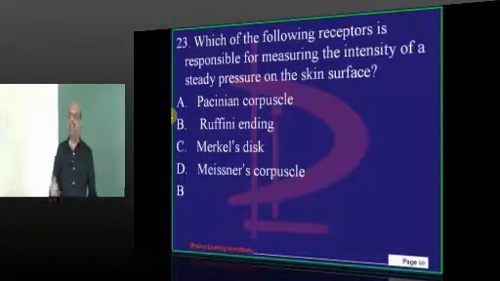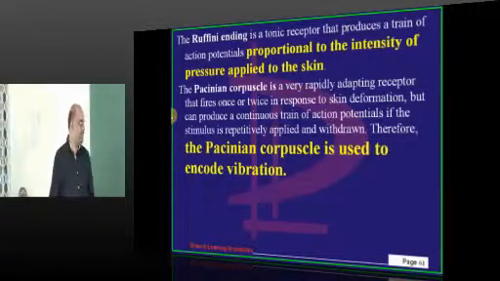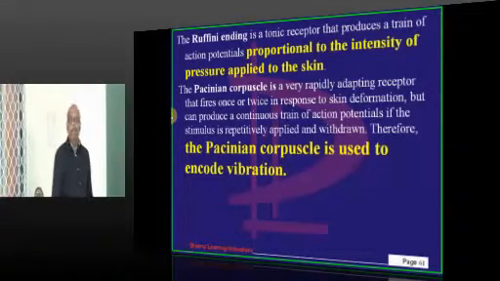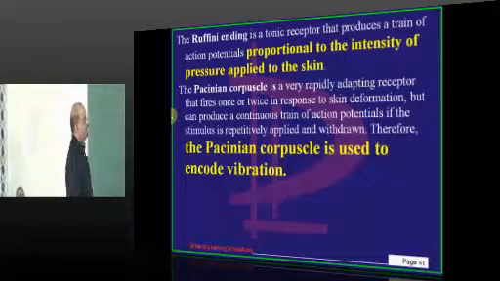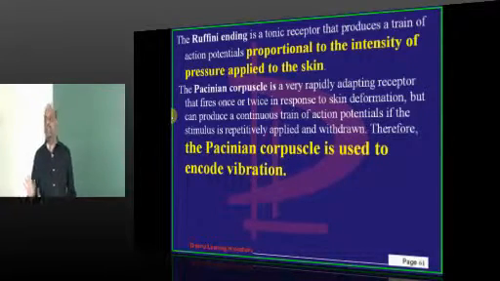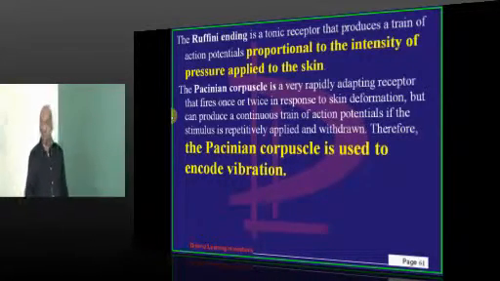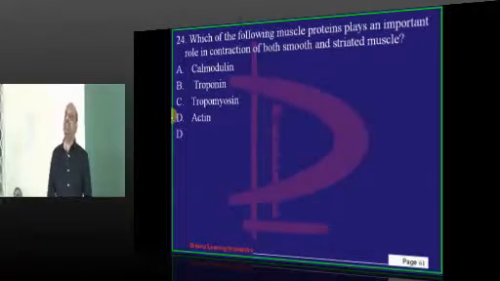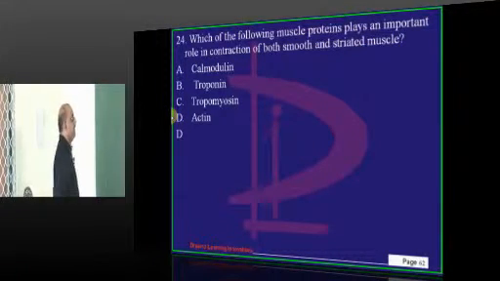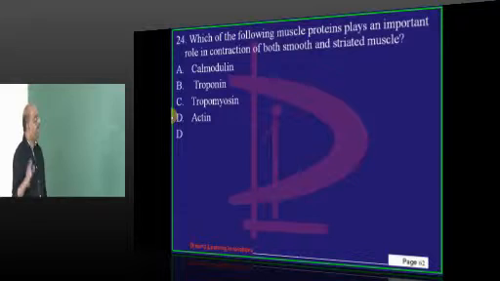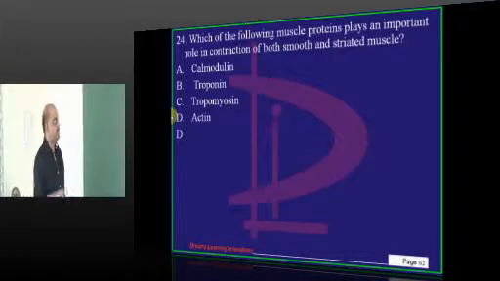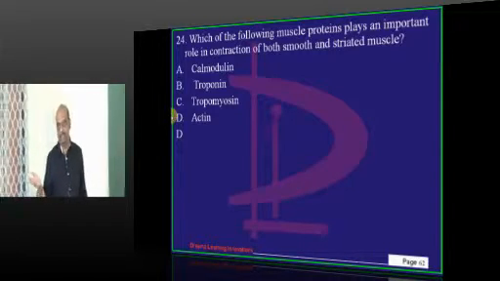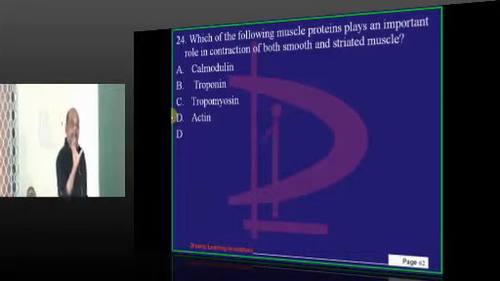Now, the various receptors, which you have to be very sure about. Pacinian corpuscles are important for vibration. Ruffini's end organs are very important for knowing the intensity of the pressure underlying our skin. Now, it is the actin which is the common protein in both smooth and striated muscle. Once more, doctor, contraction of the muscle.